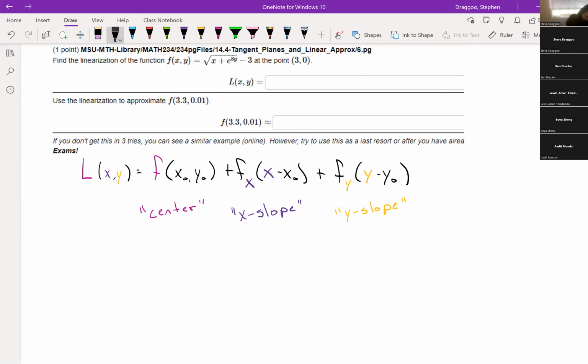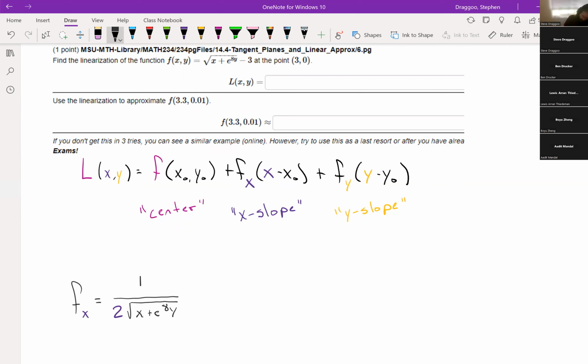I'll start with that x partial. So f partial x means I need a derivative of the square root of x plus e to the 8y minus 3. That derivative should look like 1 over 2 times the square root of x plus e to the 8y, times the derivative of the inside with respect to x, which is just 1. So our chain rule means we're just going to multiply by 1.